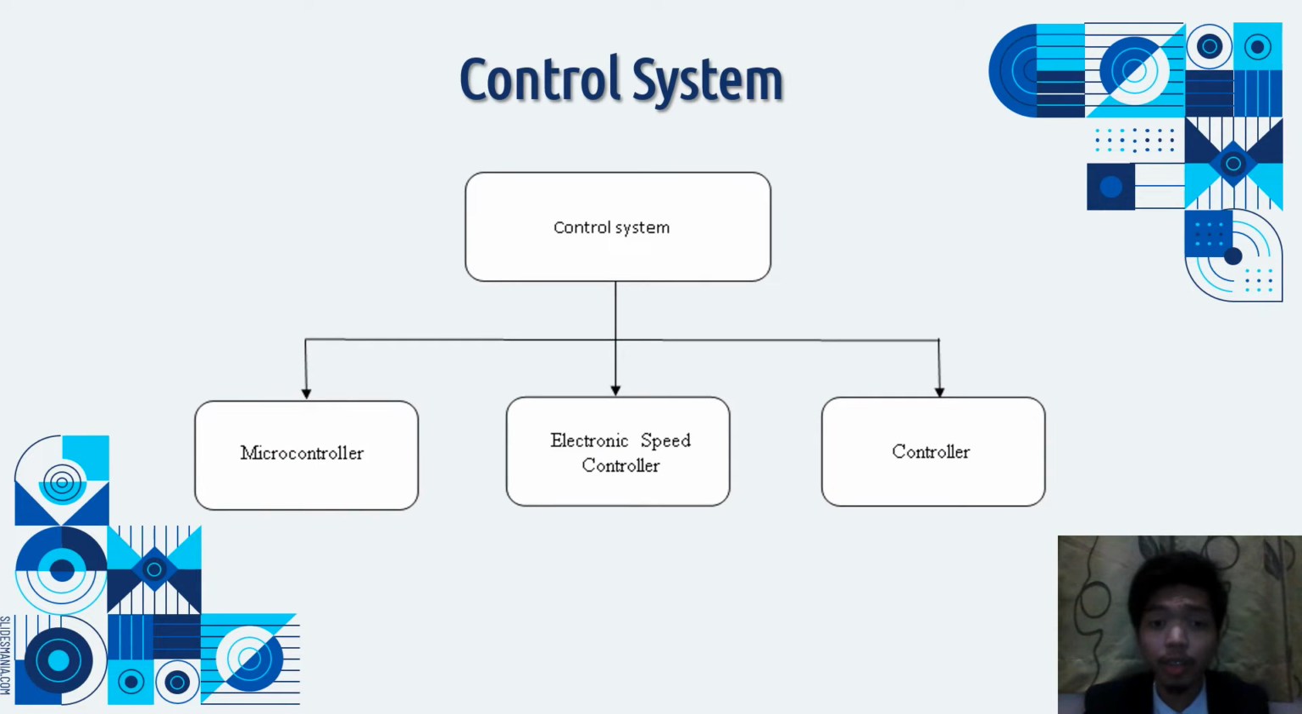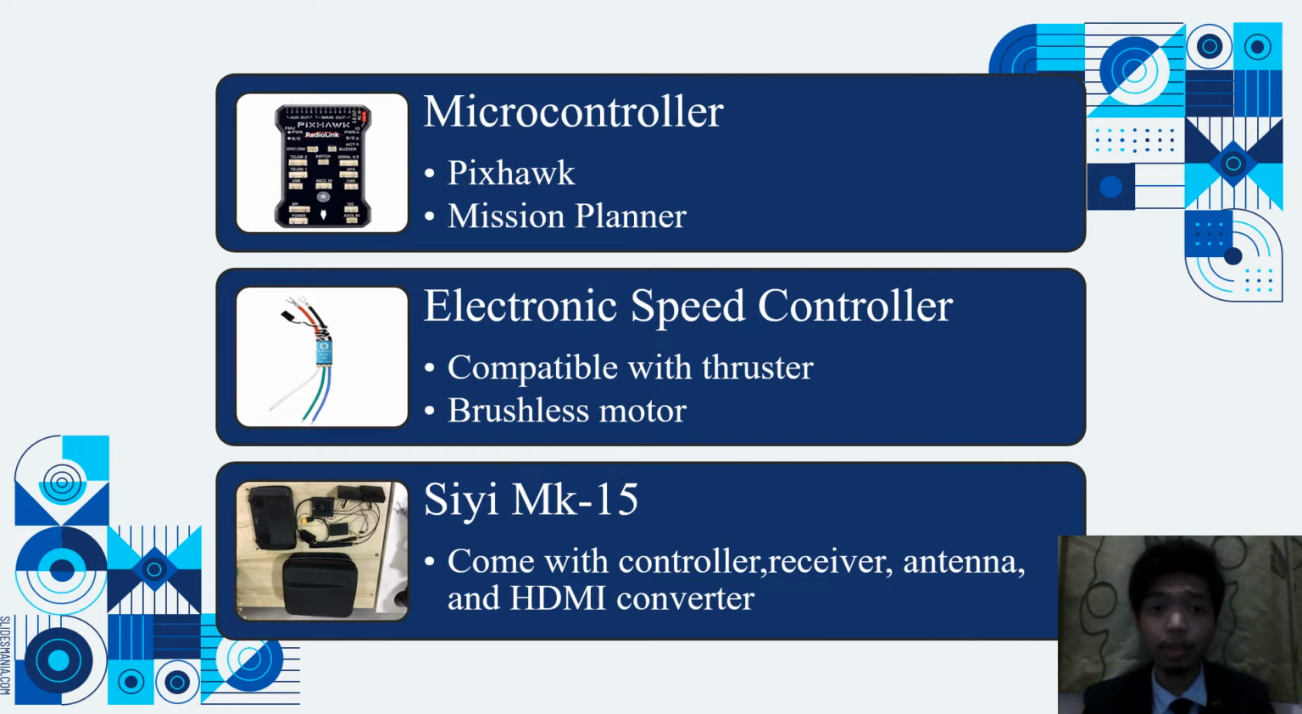There are three components in control system, which is microcontroller, electronic speed controller, and controller. As for microcontroller, I use PSM. To program the PSM, I use Mission Planner. Next is electronic speed controller. I use Blue Robotic electronic speed controller because it is compatible with the thruster and it can control brushless motor. And the last one is CMK15. CMK15 comes with the controller, receiver, antenna, and HDMI converter.